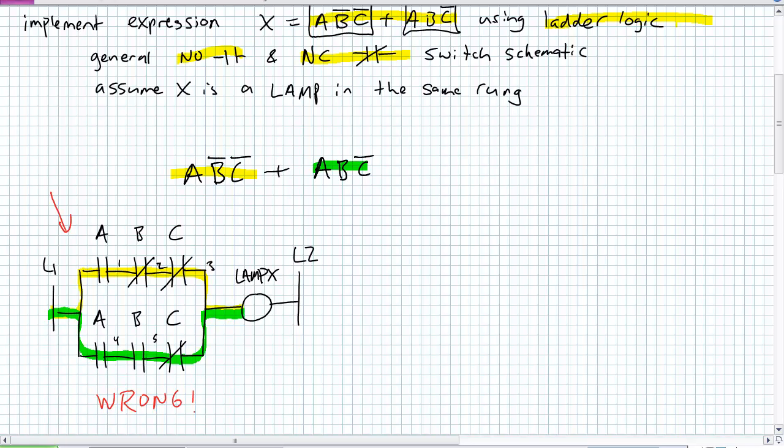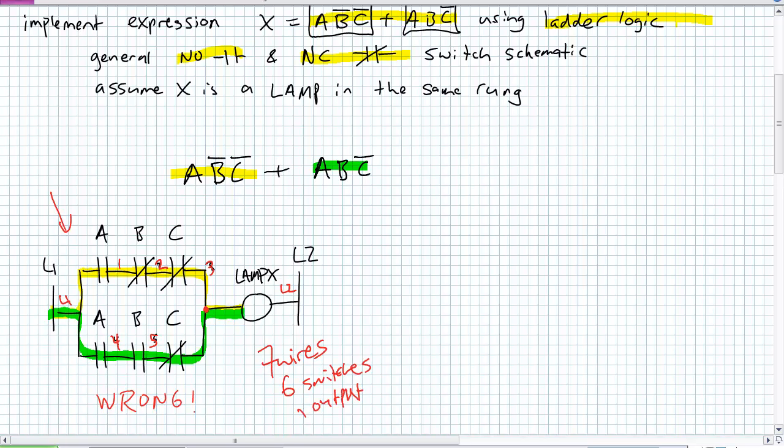And notice how I've included wire numbers here. Here's L1, here's 1, 2, 3. And 3 is actually a common connection for both parallel rungs. And I've got 4 and 5. And obviously I've got L2. So in this here, I've got 7 wires, 6 switches, and obviously 1 output.